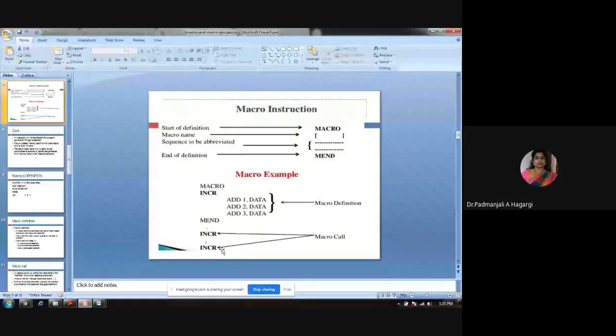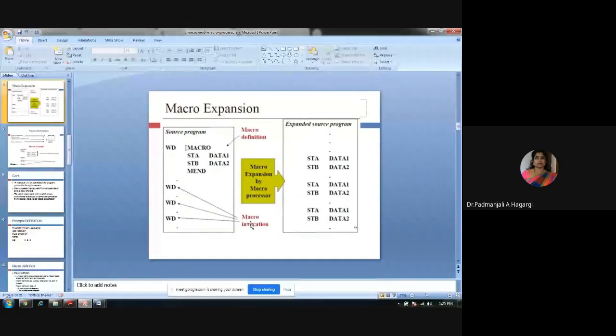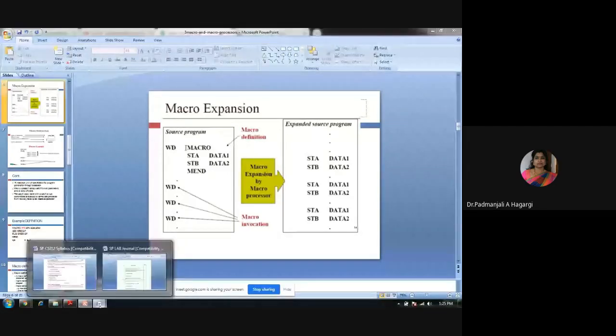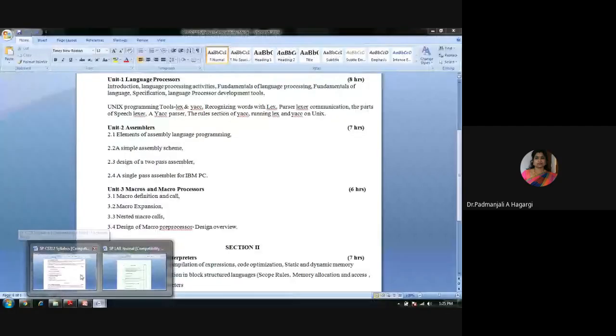In another program I have told you in detail how macro invocations can be called multiple times. In this example, this is the macro, the name of the macro is WD, and it was called three times. Today we shall study more, but before that I will show you how the macro syllabus is given. A macro syllabus is given in a very simple way.